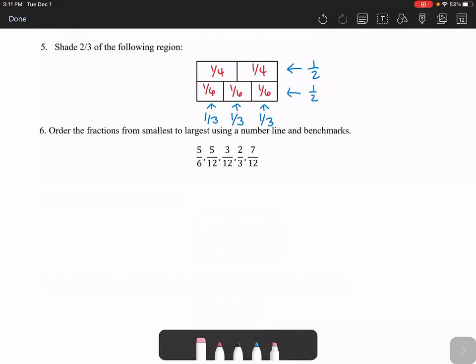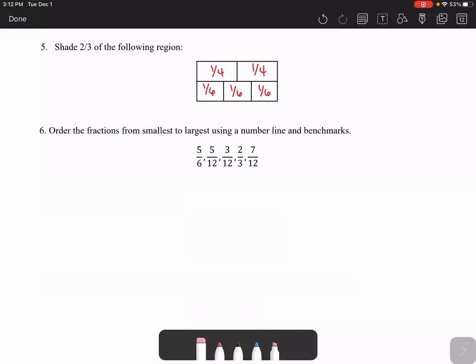Okay, so if we want to shade 2/3 of this region, you can do it this way that I've done. I know I didn't do it this way in the exam 2 review, but I'm doing it now just to review how to take fractions of fractions. So we have fourths and sixths. So we want to get 2/3 and we have all of these pieces. So what can we do? Well, that's a good question. You can try and combine these fourths and these sixths to get 2/3.